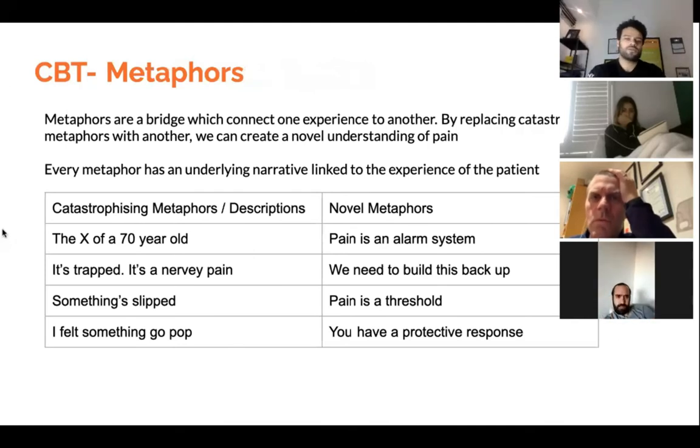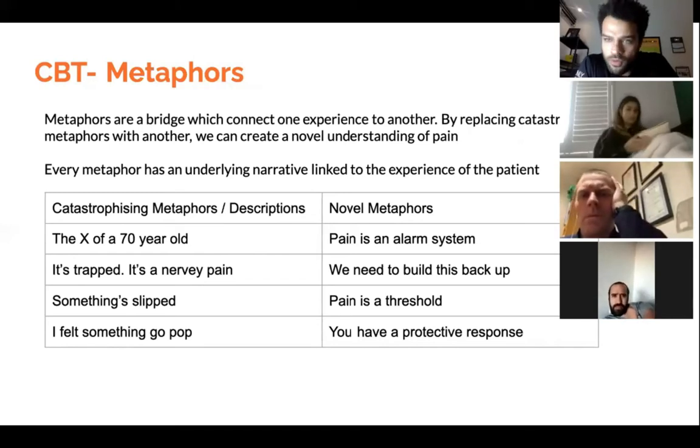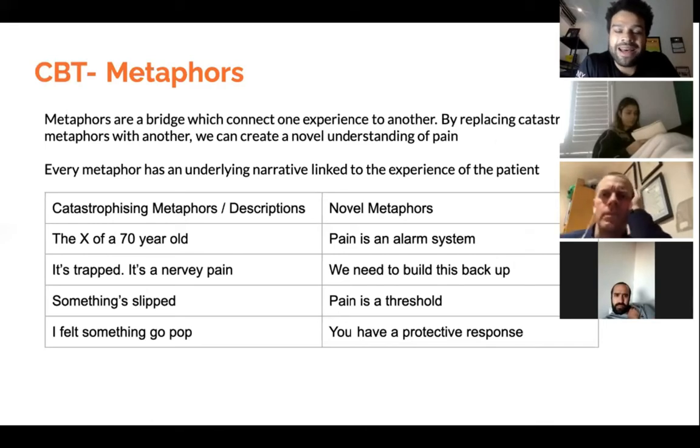Metaphors, as we discussed before. Metaphors are a bridge between your mind and the patient's mind. You're using commonly relatable experiences or ideas to get your idea across. We want to replace catastrophic metaphors with more novel, controlled, empowering metaphors to now enable that individual to understand their pain. Every metaphor has an underlying narrative linked to the experience of the patient.